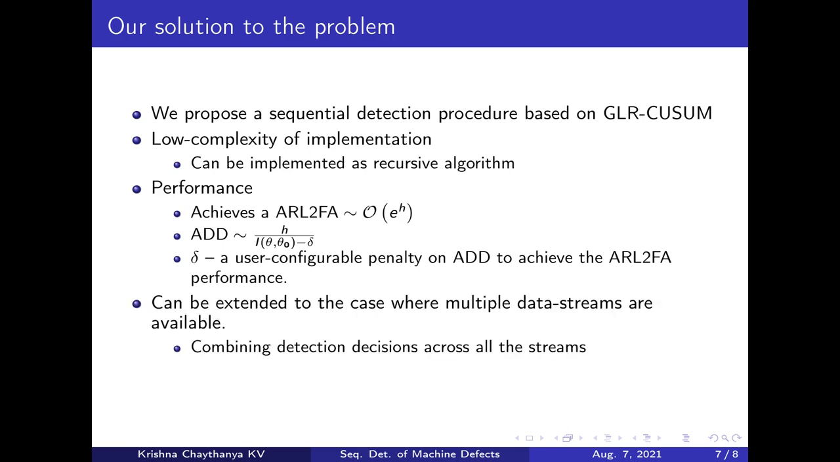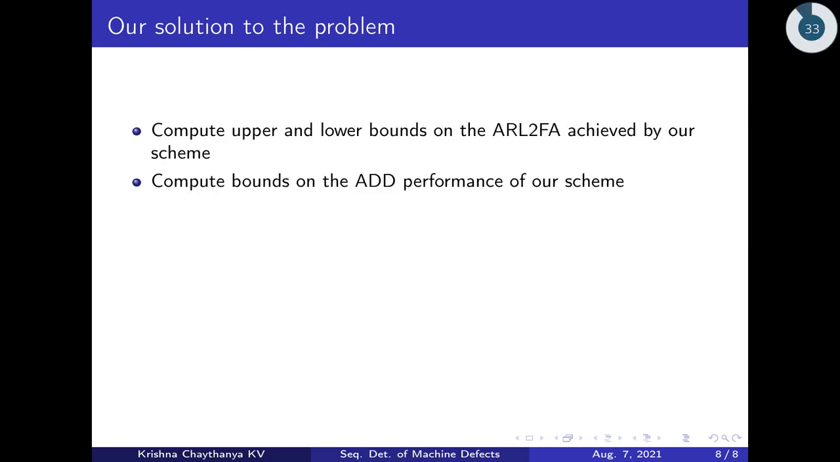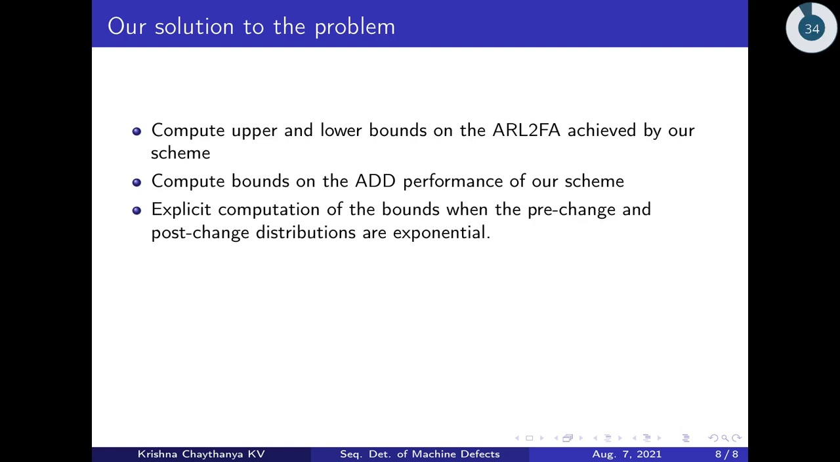Further, we are able to easily extend our algorithm to the case where multiple streams of data are available for detection of the change point. The challenge in this kind of situation is to efficiently combine decisions from all the data streams. This is called multi-stream change point detection, and we have shown that our algorithm can be easily extended to this case. The specific contributions of our work are that we have computed upper and lower bounds on the ARL to false alarm of our scheme. We've also computed bounds on the average delay to detection performance of our scheme. In fact, we provide explicit computation of these bounds when the pre-change and post-change distributions are exponential distributions.